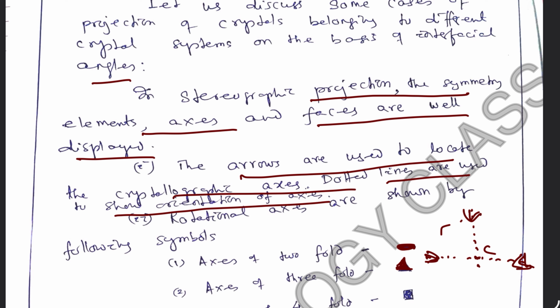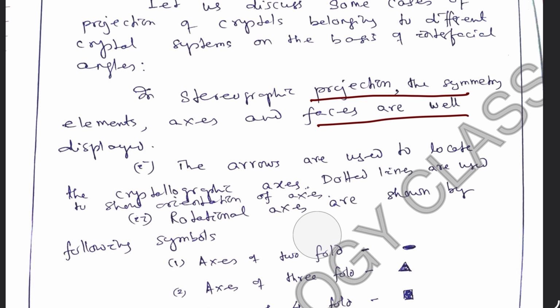The axes are shown by arrows. So to show the axes, arrows are used in the stereographic projection plane: A axis, B axis, C axis. And the axes of 2-fold, 3-fold, 4-fold, 6-fold, and axes of rotoinversion are represented through different symbols.